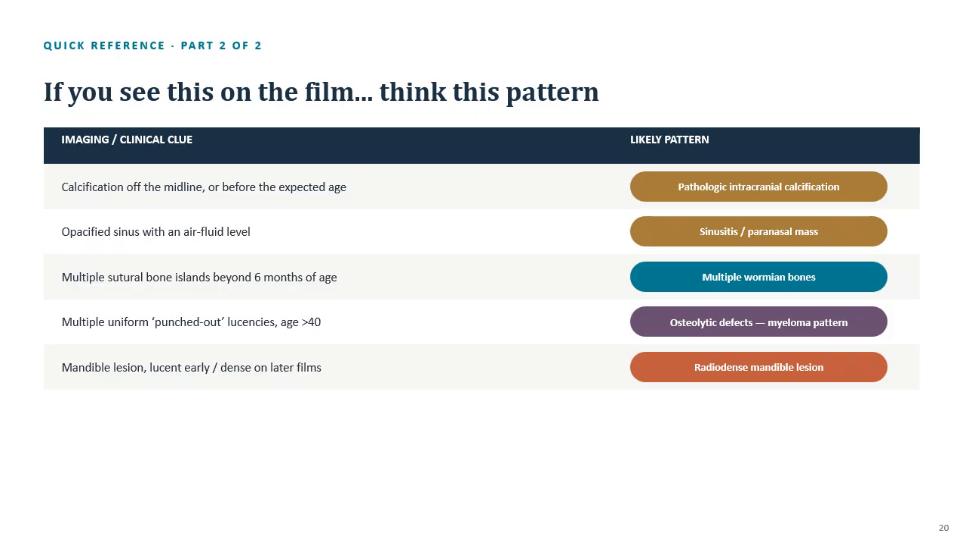If we're seeing multiple wormian bones, again, based on the patient's age, because in an infant, it might be completely normal, but in an older patient, that might suggest that they might have some sort of bone disorder. If we're seeing multiple punched out areas in the skull, especially in an older adult, we might look at multiple myeloma as the cause. Also, if we see a dense or white lesion in the mandible, that might also point to a condition called cementoma.